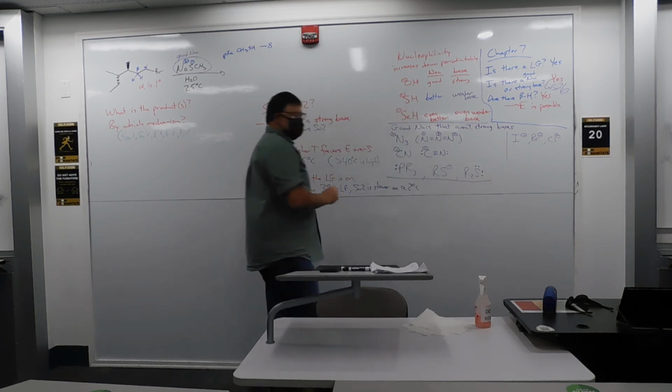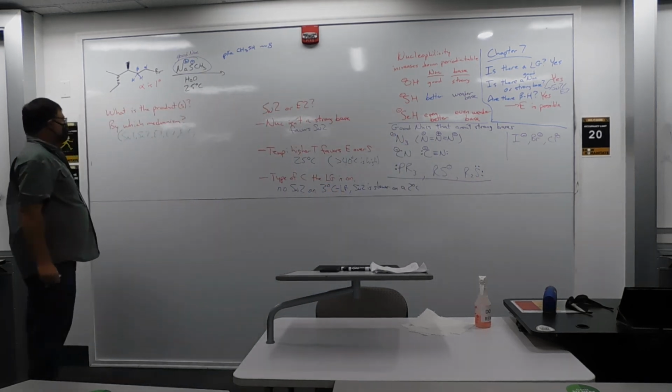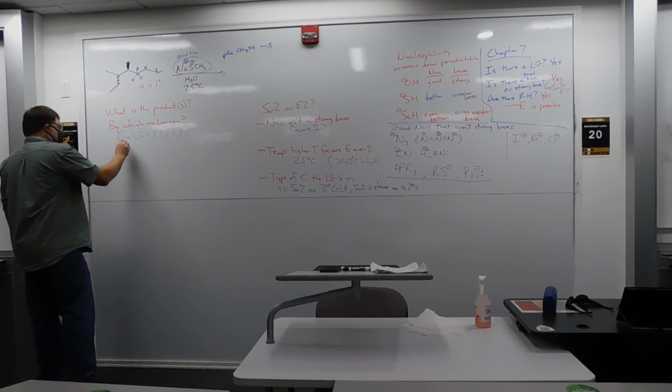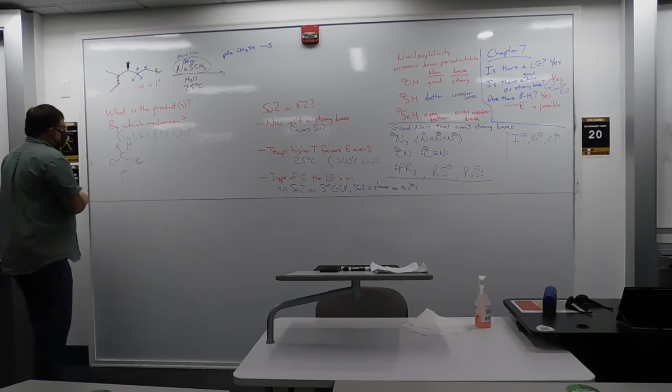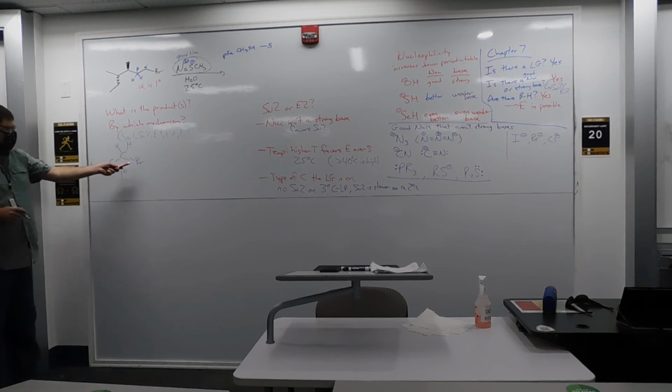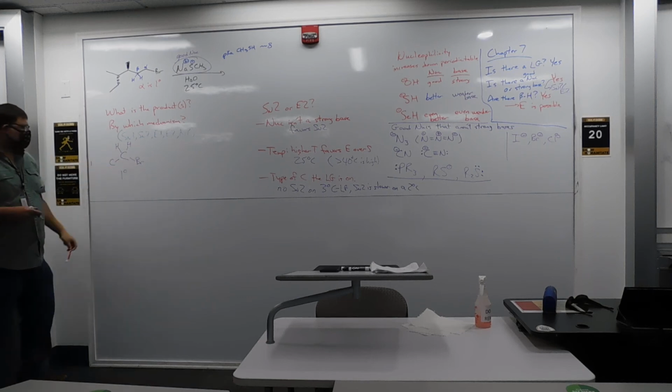Could you explain primary, secondary, tertiary real quick? Yeah. So all right, if the carbon the leaving group's on is bonded to one other carbon, we call it a primary carbon. That's a primary alkyl bromide. If this was an OH, it would be a primary alcohol, etc.